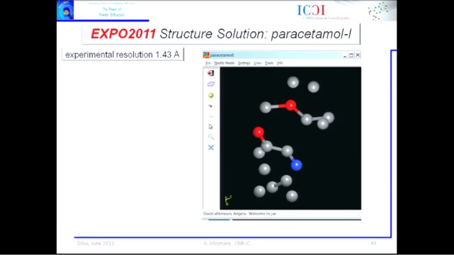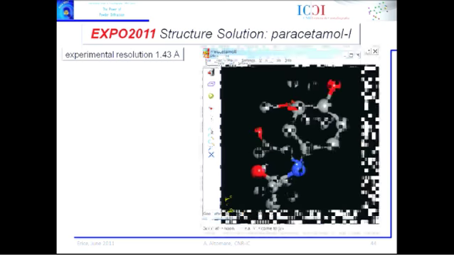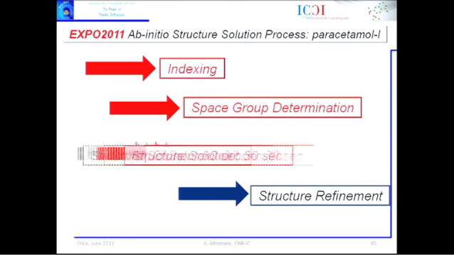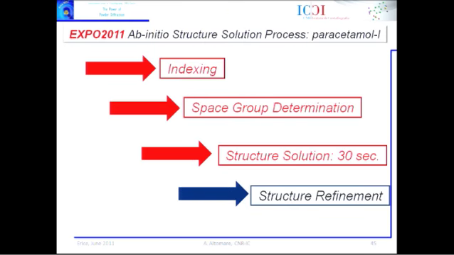I remind you of the structure model obtained for our paracetamol structure after the phasing process by direct methods. The experimental resolution in this case is 1.43, and this is the model obtained after the automatic optimization by the resolution bias correction procedure. The model has been completed. All this, from the beginning, takes 30 seconds.